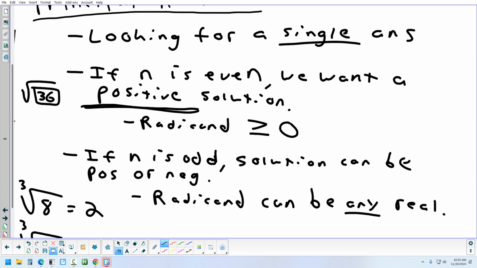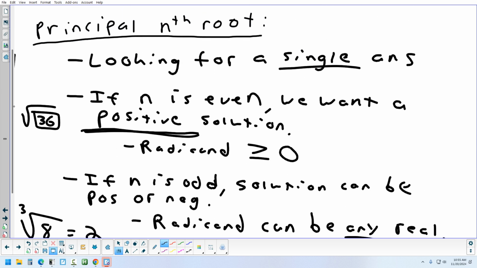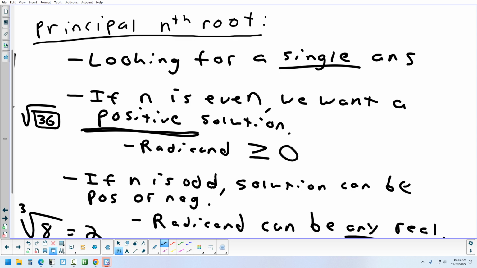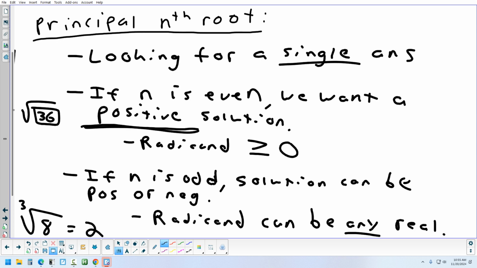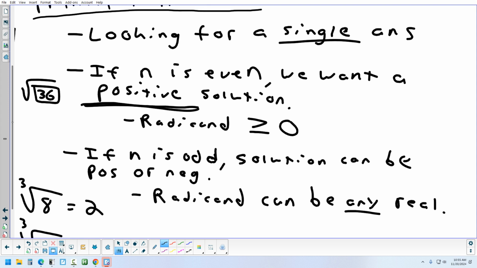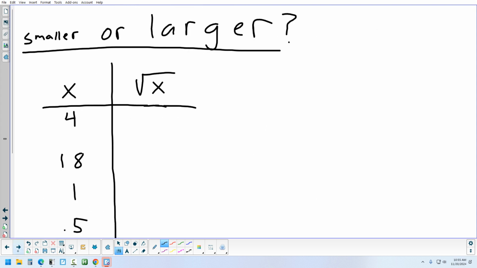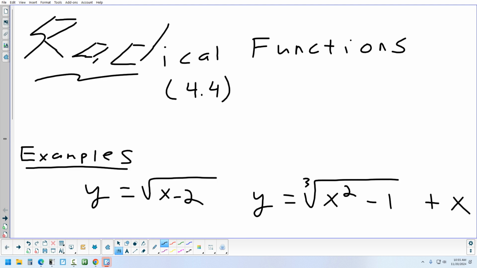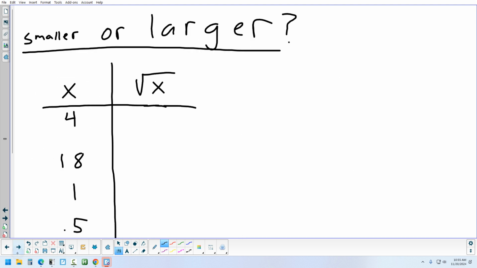All right. Any questions on those ideas, what the idea of a principal root is? It's just a single answer to the problem. With even roots, it'll always be positive. With odd roots, it could be positive or negative. All right, so now, kind of tying this in with the first slide. So remember we had the font radical, right? The rad. So now look at this one. Smaller or larger. And smaller is smaller and larger is larger. That's cool, right? Can't beat that.